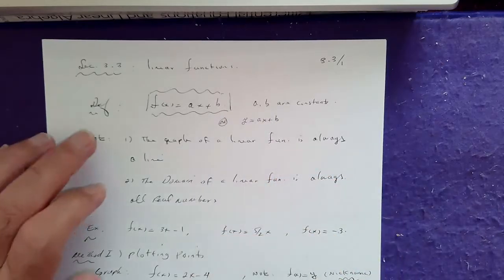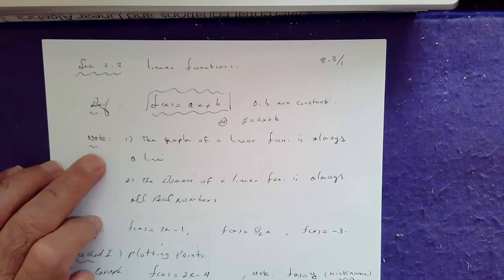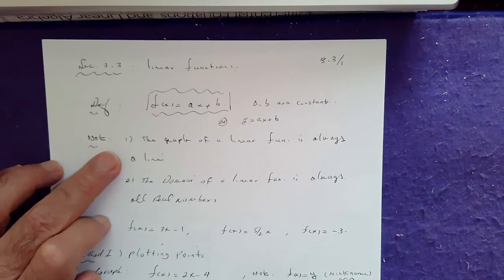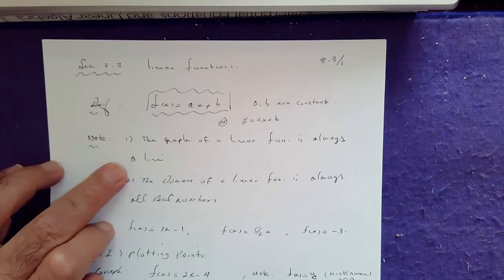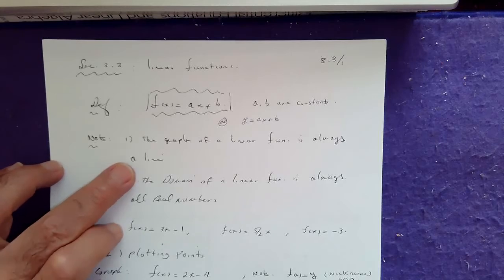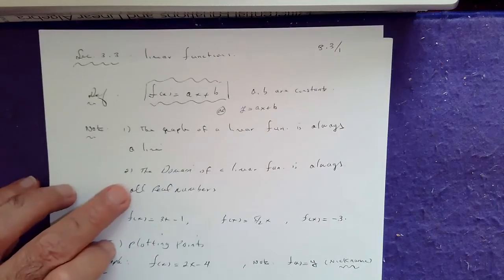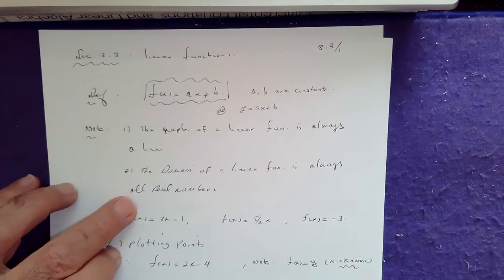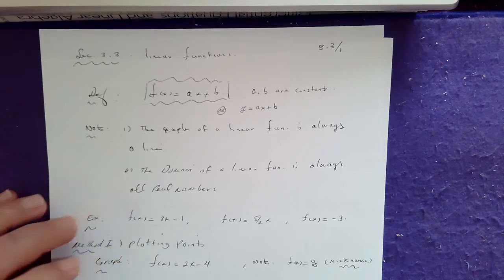Okay, so a couple of notes about linear functions. One of them is the graph of a linear function is always a line. Rain or shine, it's a line. It's not a point, it's not a curve, it's a line. The domain of these guys, the values you can choose for x, is always all real numbers. Any number from negative infinity to infinity will do the job.